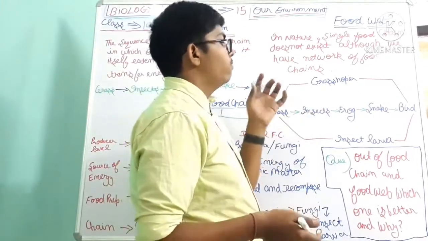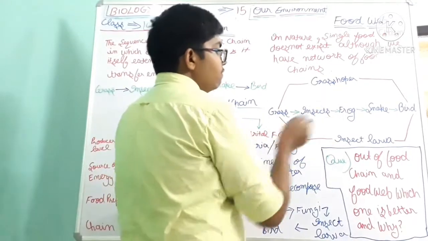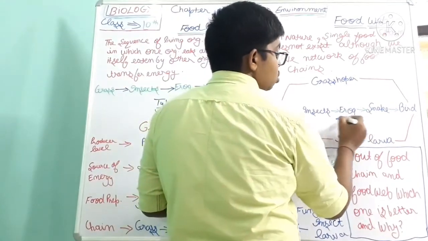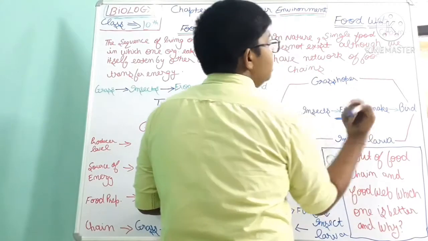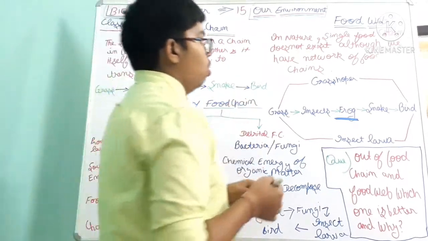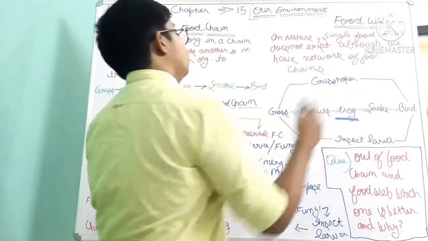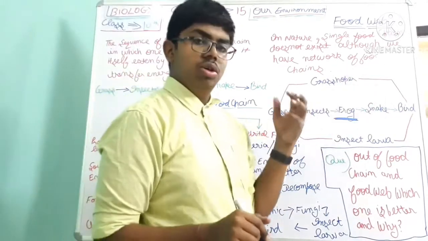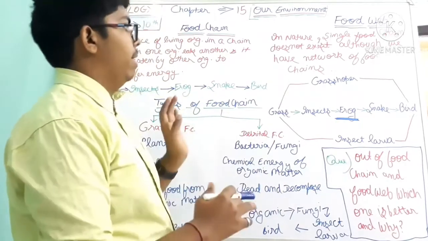Now if the frog became extinct or dead or suffered from any disease, the snake does not have to go extinct. There is another network from which the snake can derive its food. So that's why we have a food web.